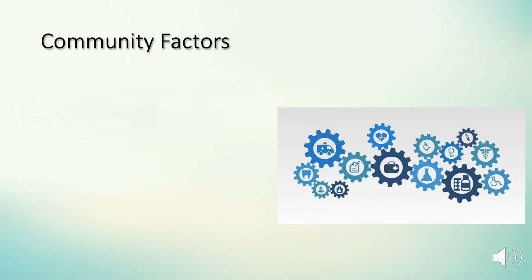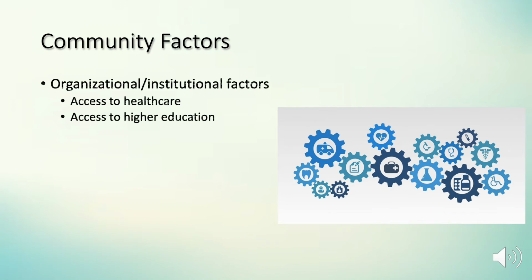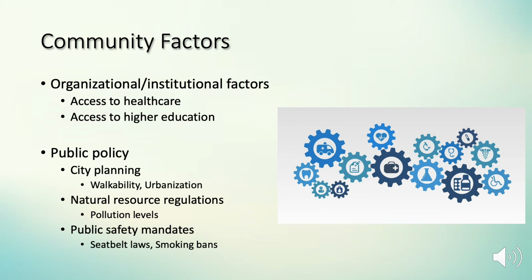Community factors refer to those existing within one's community. A community is a social unit with a commonality, such as religion, values, norms, customs, identity, or location. There are organizational and institutional factors that exist within this category, like access to healthcare clinics or higher education. Public policy factors also play a role in this category, since policy often guides community health.